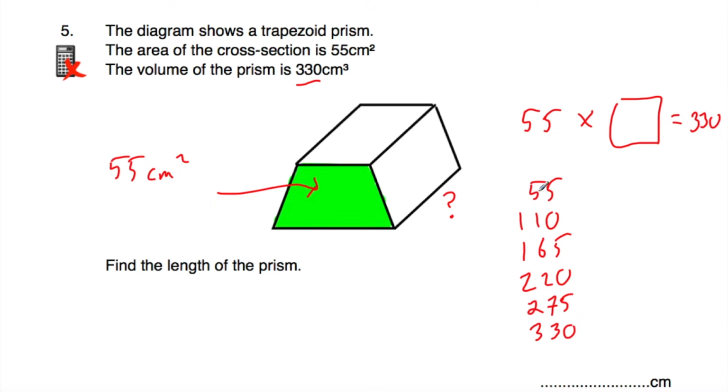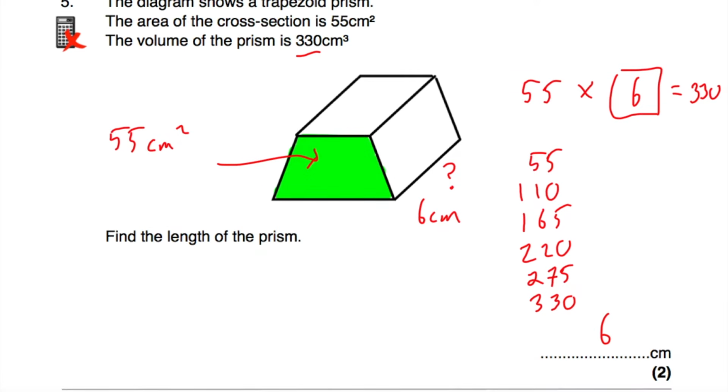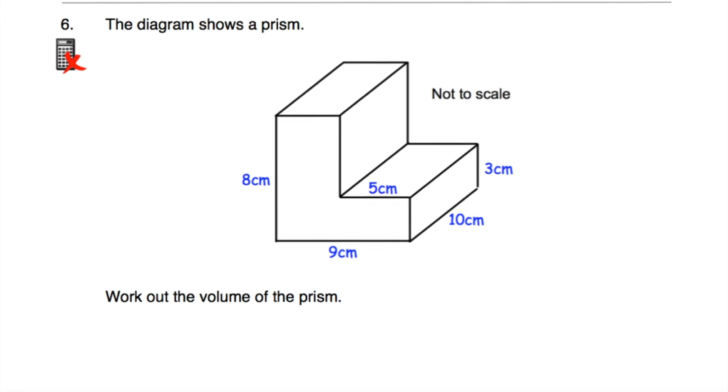So that's fantastic. It's 1, 2, 3, 4, 5, 6. So 55 times 6 is equal to 330. So that means that this length here must be 6 centimeters. So the length of the prism is 6 centimeters. And that's it. Okay, let's look at our next question, question number 6.